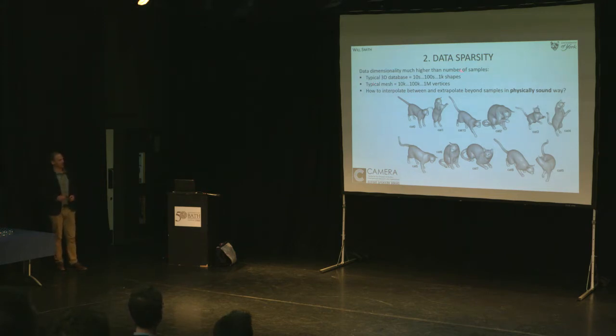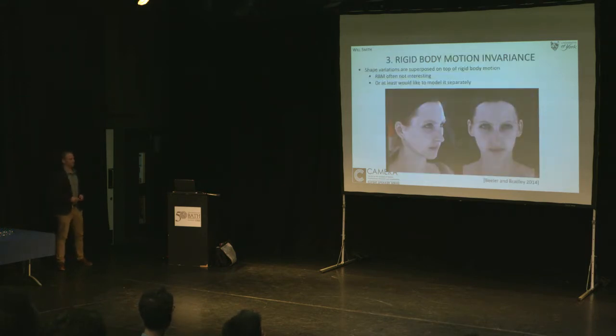However, the resolution of this data, especially if you want to capture really high quality, fine 3D shape detail, could be up to the order of millions of vertices. So we've got a high dimensional space that's sampled quite sparsely, and I think what we would want our model to do is somehow interpolate between these sparse samples in a physically sound way, so that the object appears to be physically plausible.